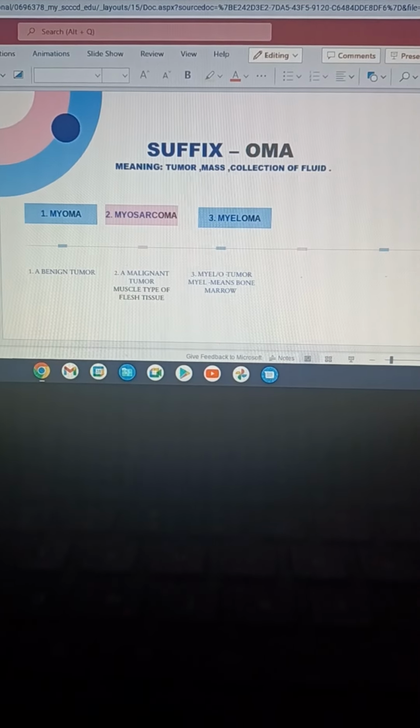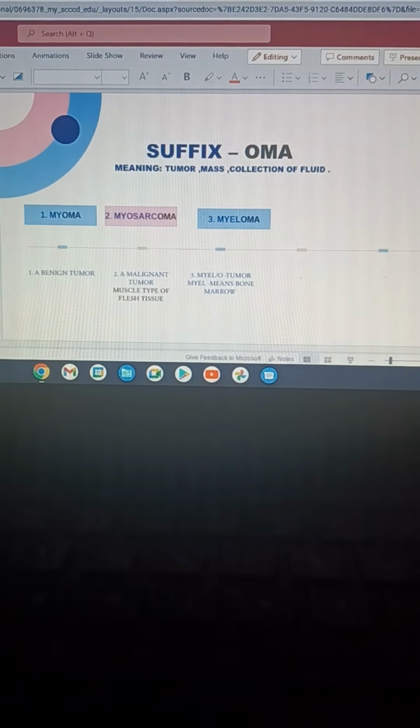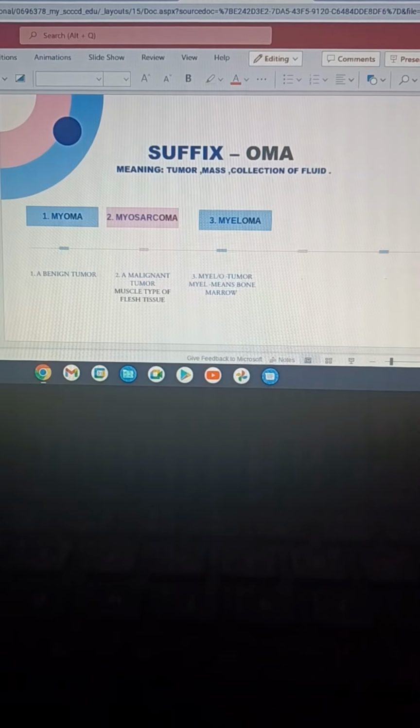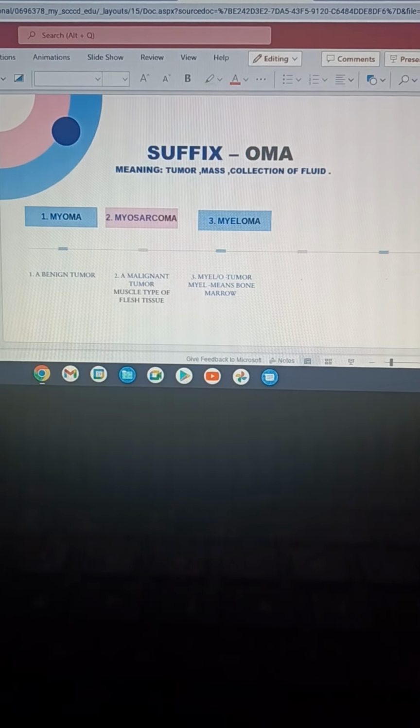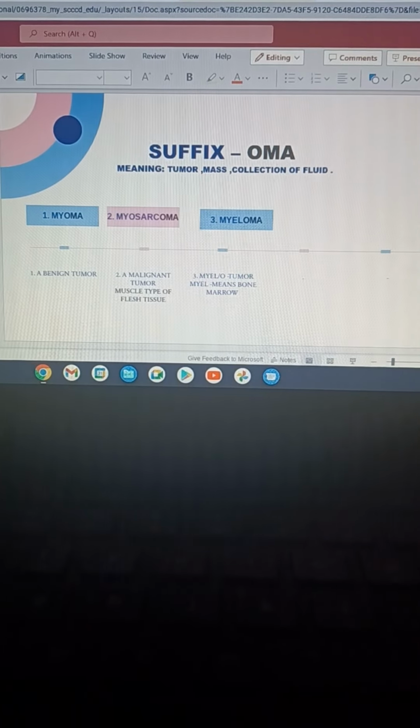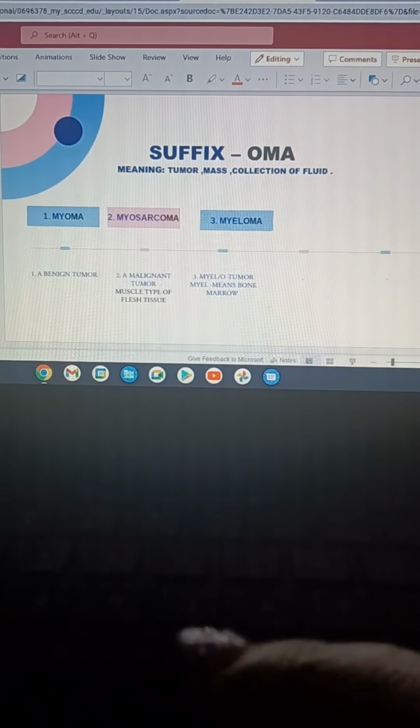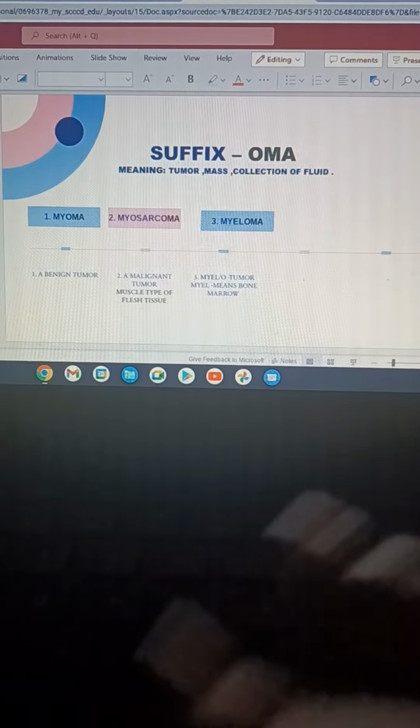Okay, so these words, as you can see, I went ahead and darkened the suffix, which is the end of the word, which is the OMA, as you could see there in black. Okay, and so far they're my favorite words because they're easy to remember.